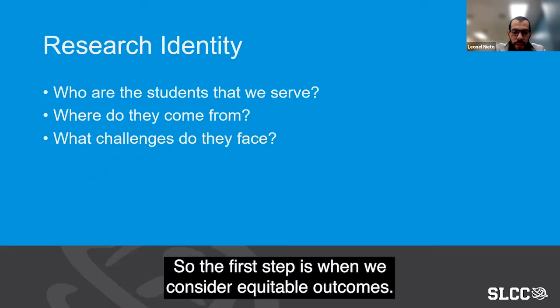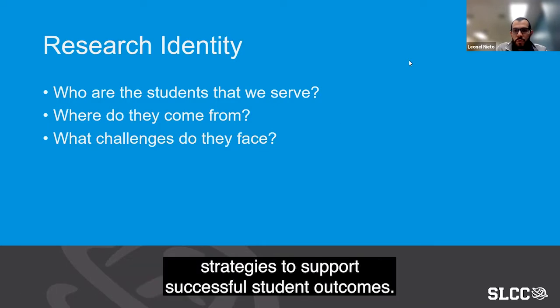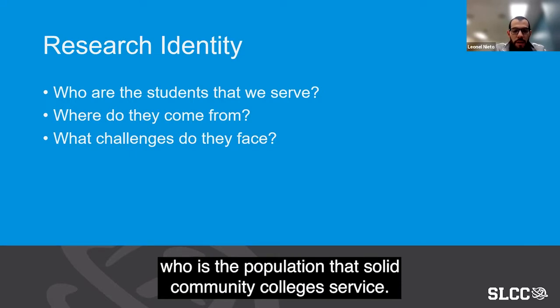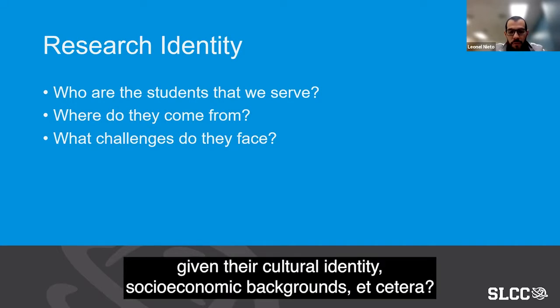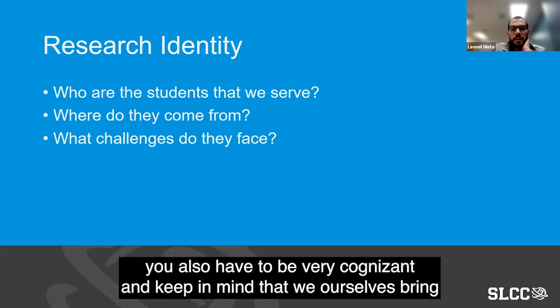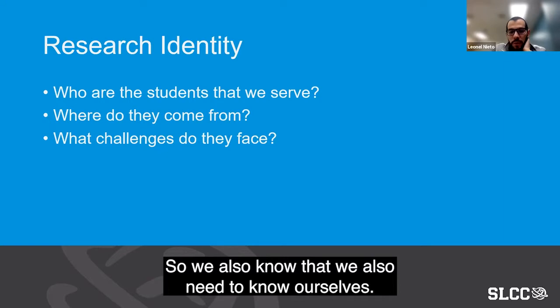So the first step is, when we consider equitable outcomes, if we don't know who our students are, it's really hard to come up with some good strategies to support successful student outcomes. So I would encourage us all to begin to ask critical questions about who is the population that Solid Community College serves, right? What challenges do they have, given their cultural identity, socioeconomic backgrounds, etc.? And during this process, you also have to be very cognizant and keep in mind that we ourselves bring our own history and perspective to this work. So we also need to know ourselves, our implicit biases.